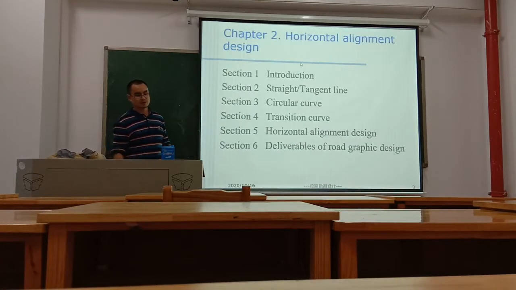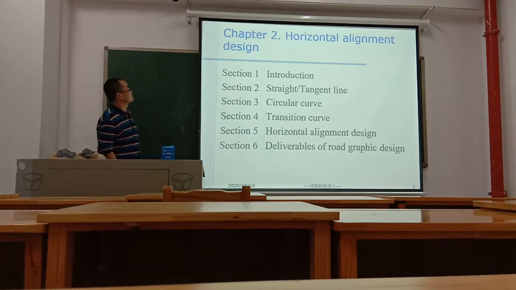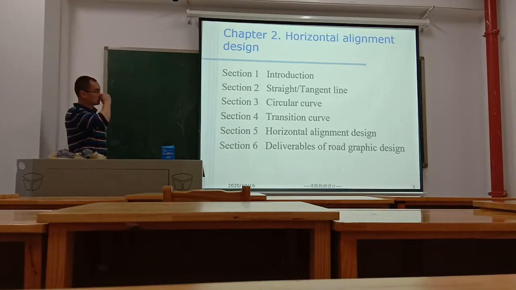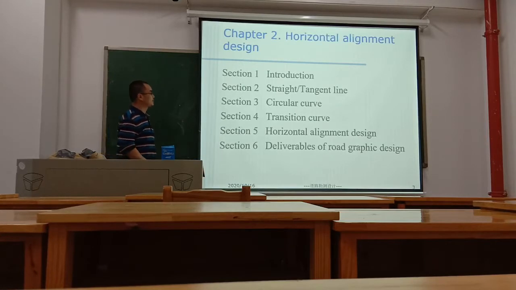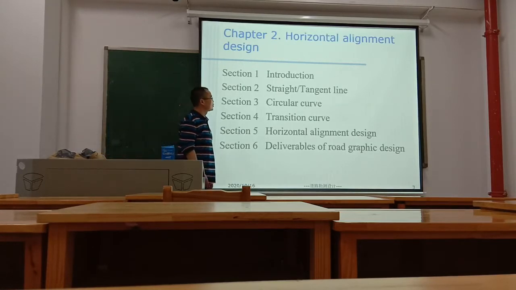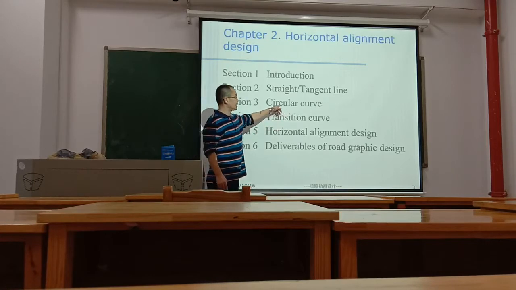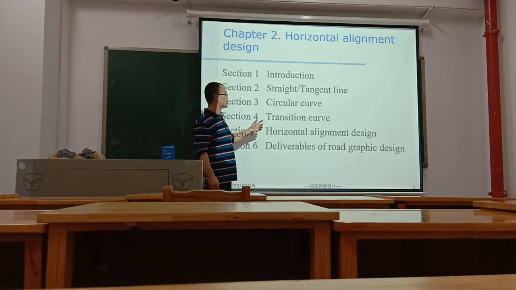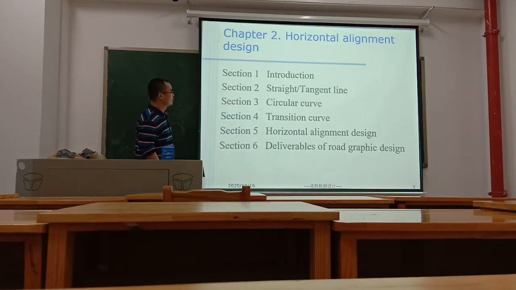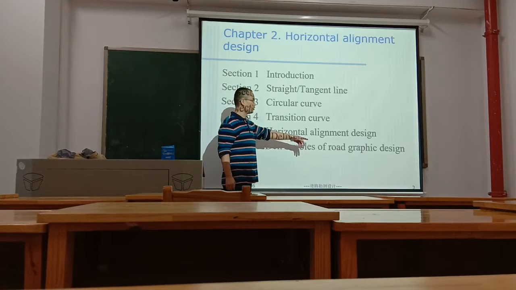Chapter 2 is divided into six sections. Section 1, introduction. Section 2, straight tangent line. Section 3, circular curve. Section 4, transition curve. Section 5, horizontal alignment design. Section 6, deliverables of road graph design.